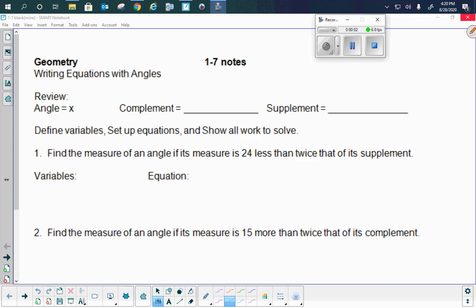All right, let's write some equations and do some word problems. Okay, we'll do them one step at a time. We will make you successful at this. All right, so here we go. Make sure you just practice this.